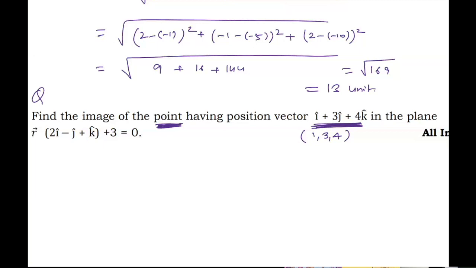Okay. And this is the plane here. The dot is missing, beta. It's a typo error. Okay, so this is the plane. Now what is the question? See, we have a plane. This is the plane given. The equation of the plane is given. And this is the point. Point P is given, which is nothing but (1, 3, 4). Its position vector was given, that was nothing but i cap plus 3 j cap plus 4 k cap. That means the point is nothing but (1, 3, 4).